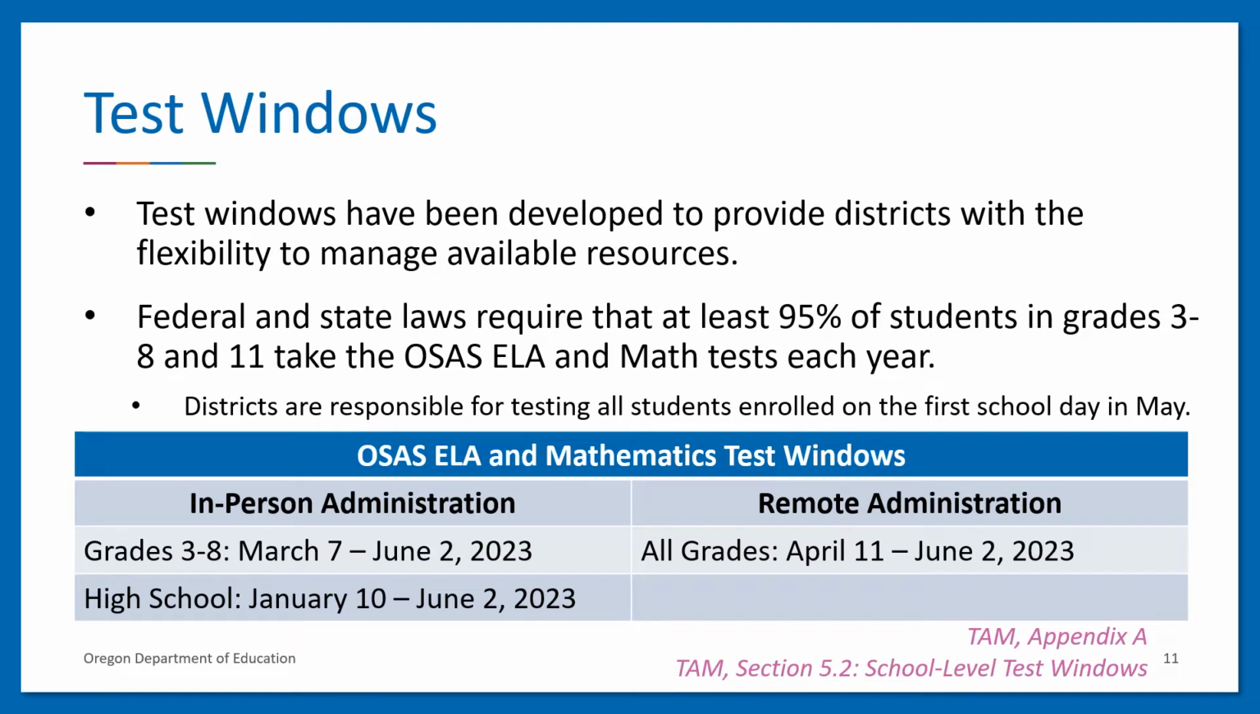The complete list of OSAS test windows can be found in Appendix A of the TAM. More information about school-level test windows can be found in Training Module 1 and Section 5.2 of the TAM. More details about remote administration can be found later in this training module.